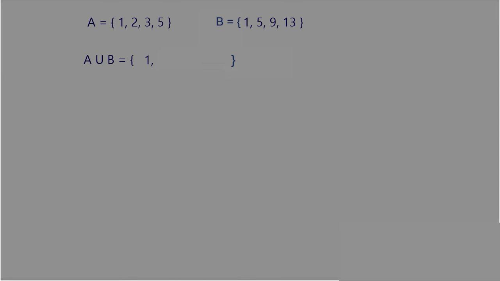The number that comes after 1 is 2, and the element 2 is found in set A. 3 comes after 2, and the element 3 is found in the first set. 4 comes after 3, but 4 is not in either of the sets. But 5 is found in both set A and set B, so we write 5. We are finished with the first set, now we move on to the second set. And the only elements left to write are 9, then 13.